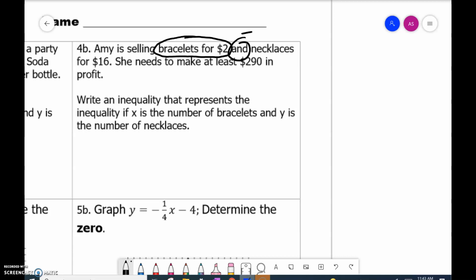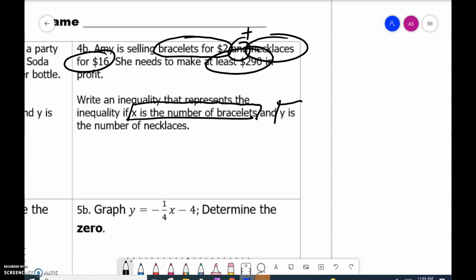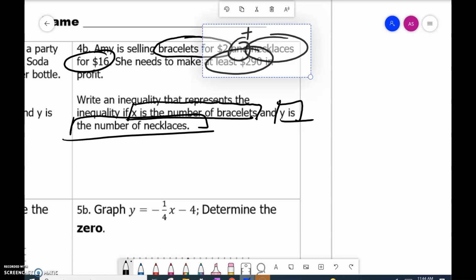Then it says and, so we know and is going to be plus. Necklaces are $16 and she needs to make at least $290. One thing in this statement here, they're telling me what I want to use for my variable. So X has to be the number of bracelets and Y has to be the number of necklaces. So when I annotate this problem, bracelets for $2 is going to be 2X. We already said and was plus, and then we have $16 for the necklaces, which is Y.